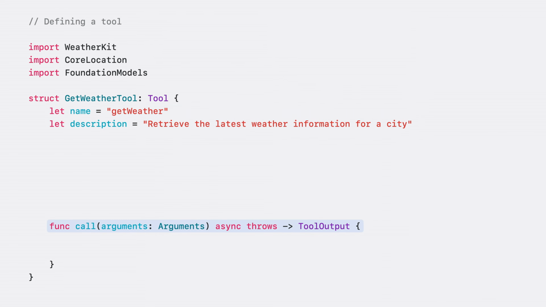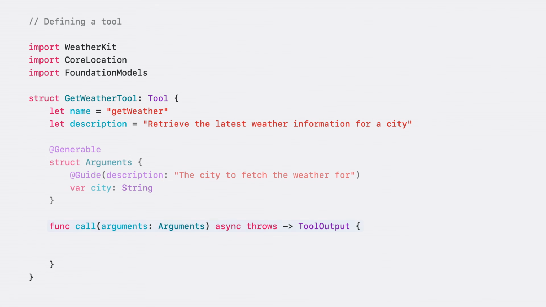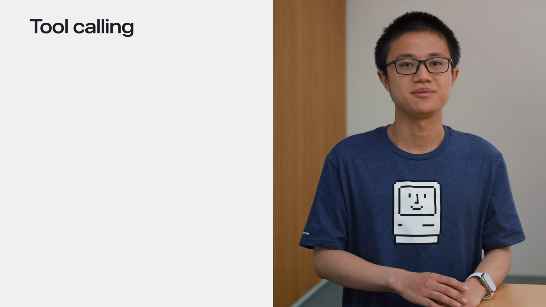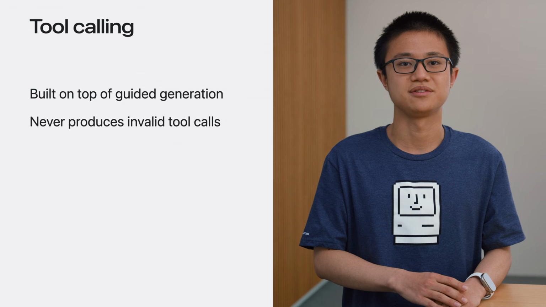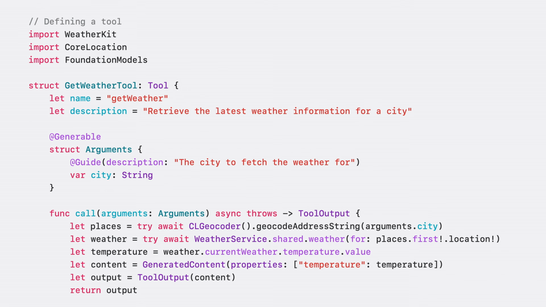When the model calls your tool, it will run the call method you define. The argument to the call method can be any Generable type. The reason that your arguments need to be Generable is because tool calling is built on guided generation to ensure that the model will never produce invalid tool names or arguments.